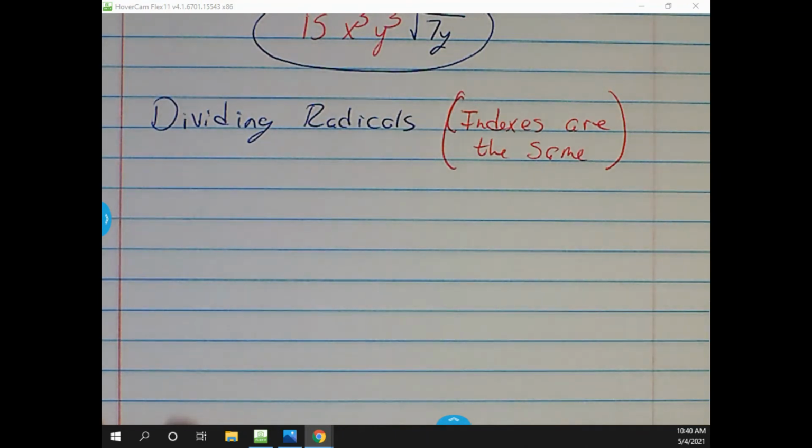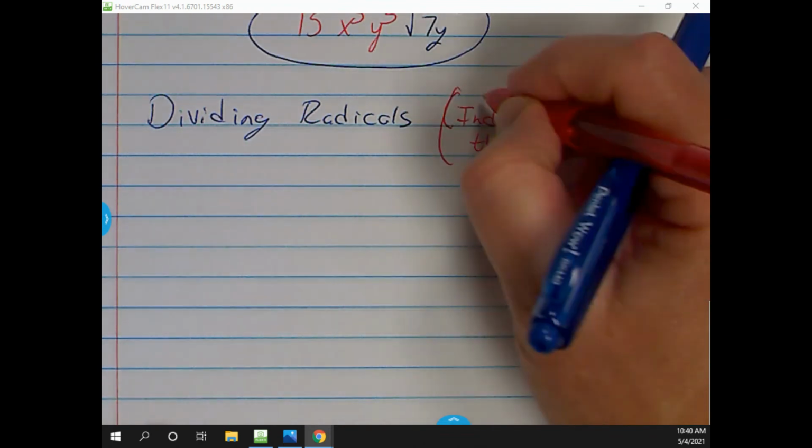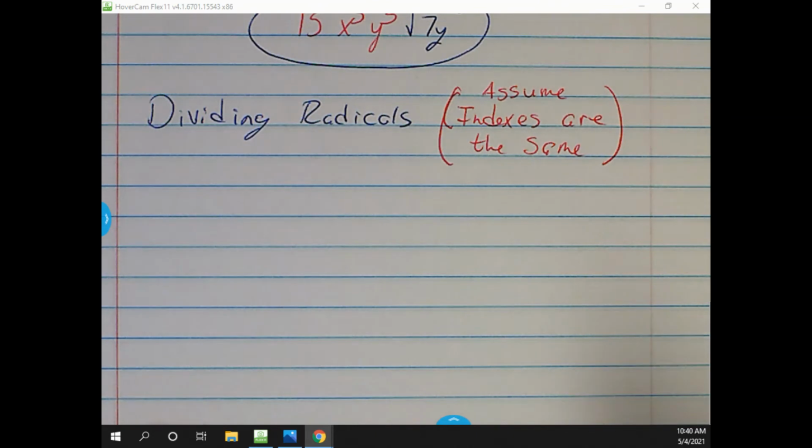Okay, so dividing radicals, we're going to assume that the indexes are the same, because if they're not, there's nothing you can do. So we're just going to assume that step 1 is done for us, because if the indexes aren't the same, it's pointless to do anything else.